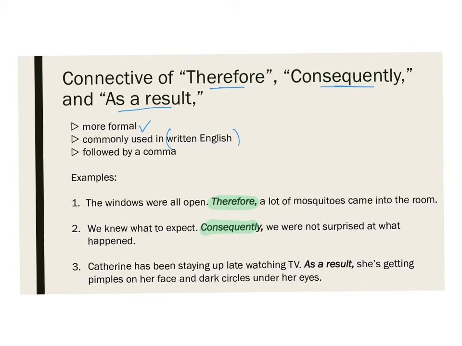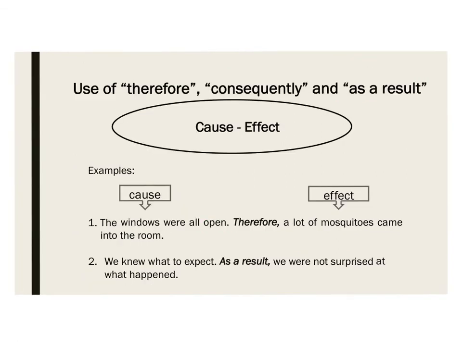Catherine has been staying up late watching TV. As a result, she is getting pimples on her face and dark circles under her eyes. When we use therefore, consequently, and as a result, it is a cause-effect sentence. The cause comes first, followed by the connectives, and the last part is the effect.